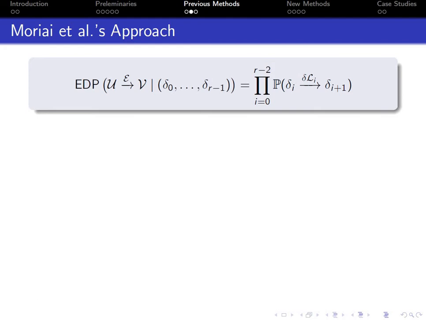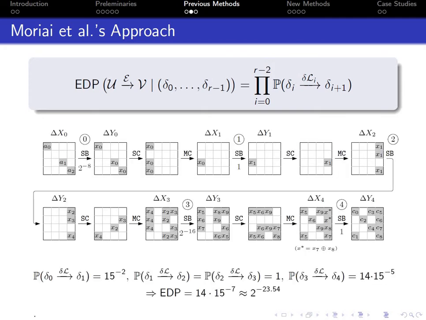Using this assumption, the expected differential probability of a truncated characteristic gets simplified to this equation, that is the multiplication of probabilities for transitioning the activity patterns over the linear layer. For example, in the previous example, in the first round we have 3 active S-boxes that over the first mixed column layer get to 1 active nibble. The probability of this transition is that all these 3 active nibbles are equal. So it is 15 to the minus 2.